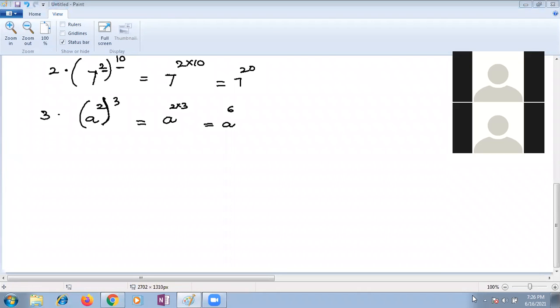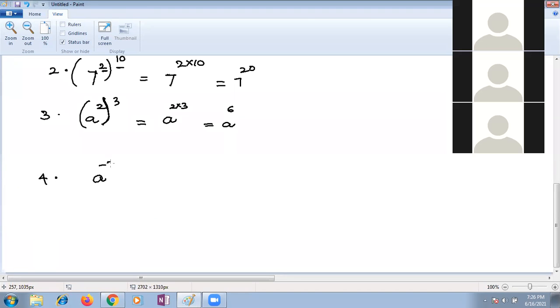Raghav, please answer the question. Yes, ma'am. A power minus 3 raised to minus 6. The answer will be A power minus 3 into minus 6, which will be A power 18. Yes, very good. Why is it positive? Can you please help others? Ma'am, because when we multiply minus into minus, it will be positive. So it will be positive 18.